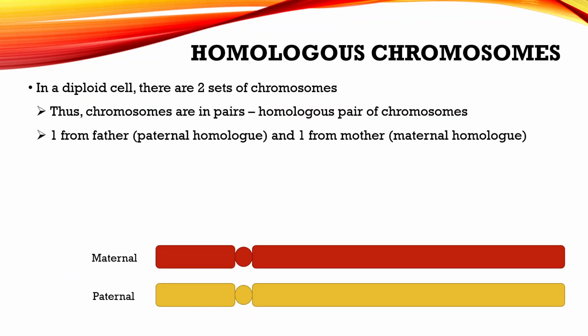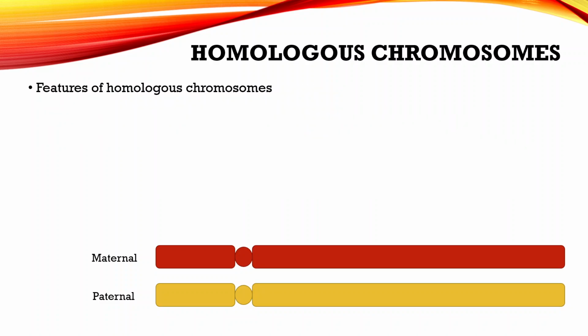Next let's look at homologous chromosomes. Again, we are diploid, so we have 2 sets of chromosomes, which means each chromosome comes in pairs. We call them a homologous pair of chromosomes, or just homologous chromosomes. For us, one homolog would be from the father, called the paternal homolog, and the other from the mother, so the maternal homolog, as you can see on the screen. Then some features of the pair of homologous chromosomes: they have a lot of similarities.